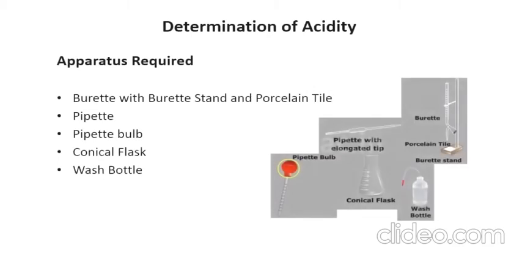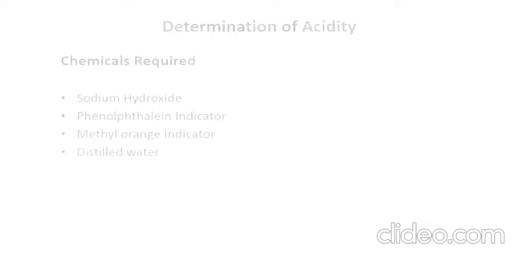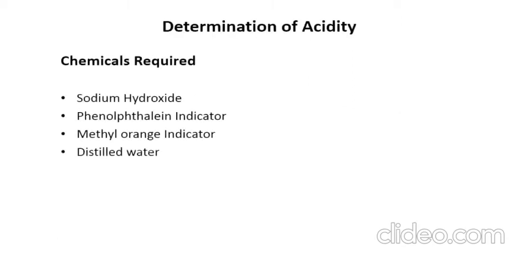Apparatus required: buret with buret stand and porcelain tile, pipette, pipette bulb, conical flask, wash bottle. Chemicals required: sodium hydroxide, phenolphthalein indicator, methyl orange indicator, distilled water.